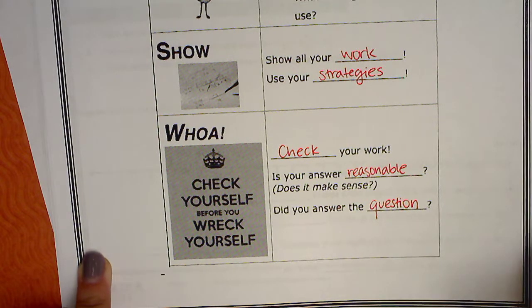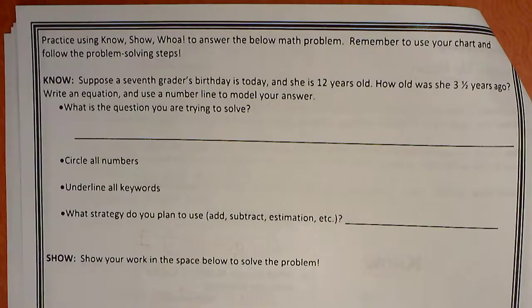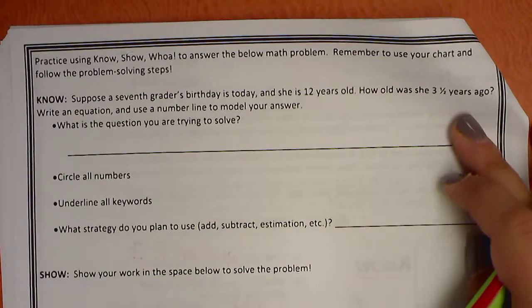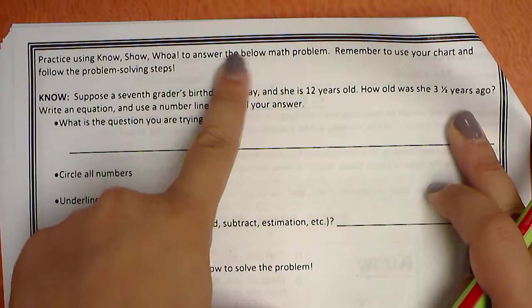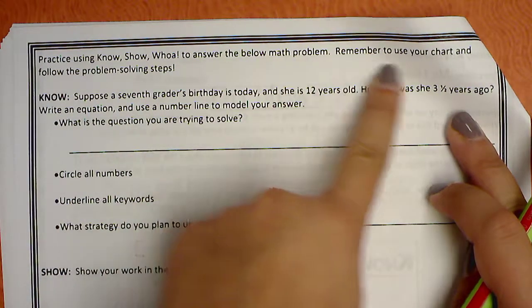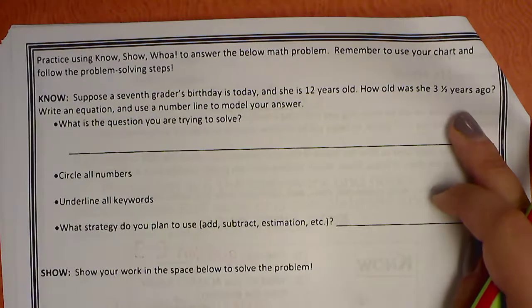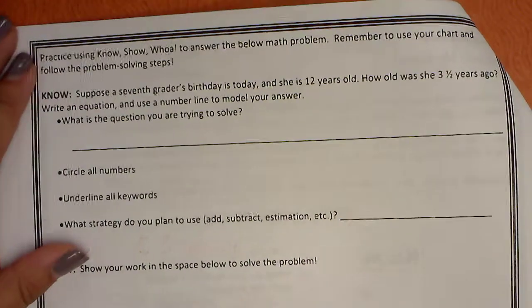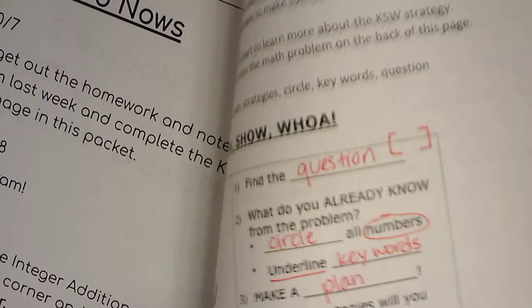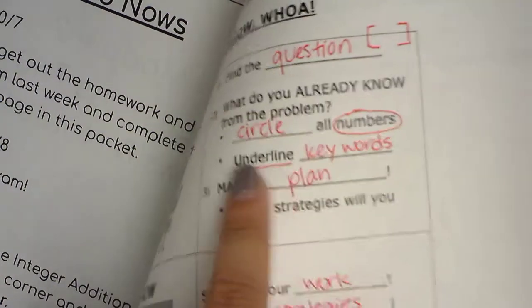All right, get done with that and flip the page. You should have already started on this. Practice using NO-SHOW-WOAH to answer the below math problem. Remember to use your chart and follow the problem-solving steps. So first we're going to do the NO, which is to find the question, to circle numbers, underline keywords, and make a plan. Okay.